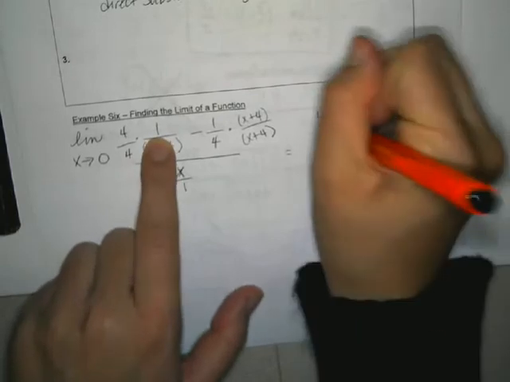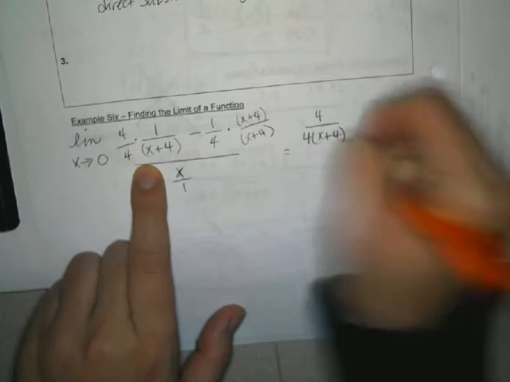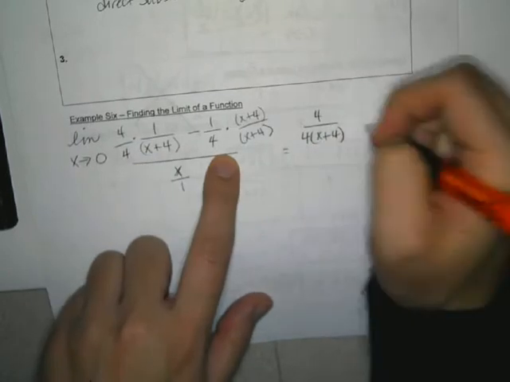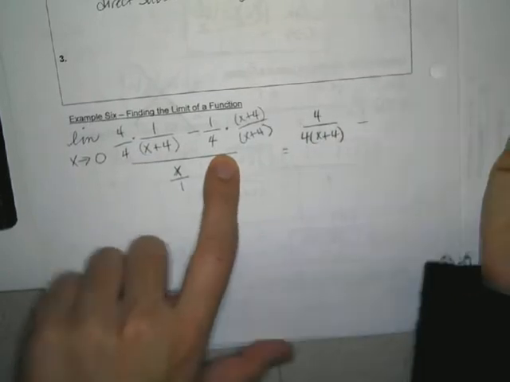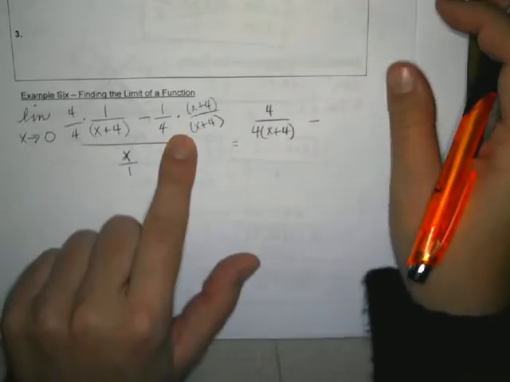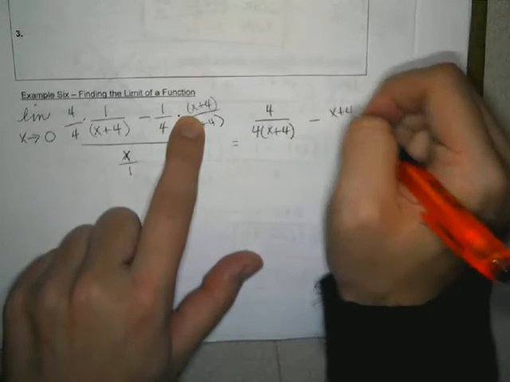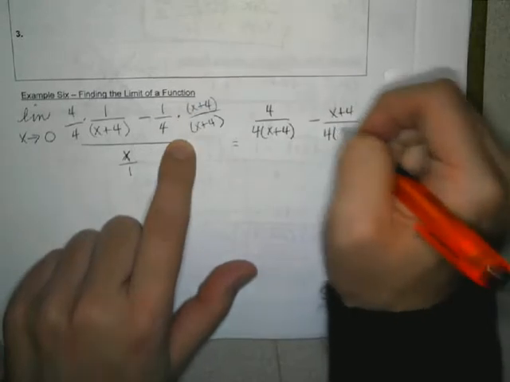Alright, so I'm just going to simplify what I have. 4 times 1 is 4. And on the bottom, I'm going to keep it 4 times x plus 4. And then over here, what's my numerator in this second fraction? It's x plus 4. Good. 1 times x plus 4. On the bottom, 4 times x plus 4.